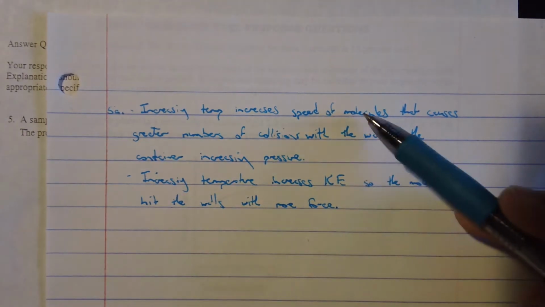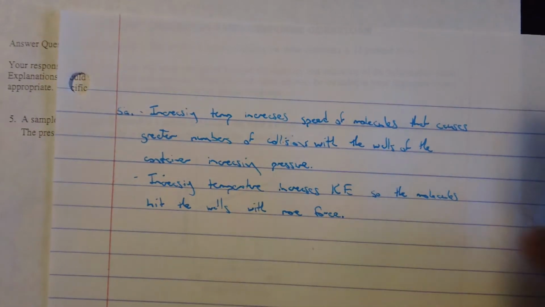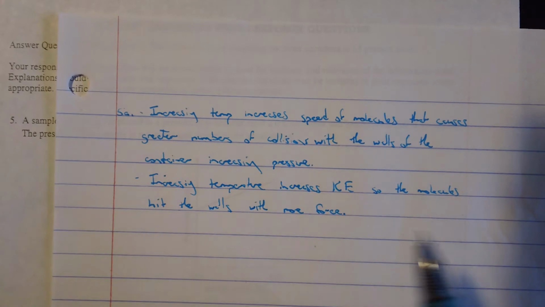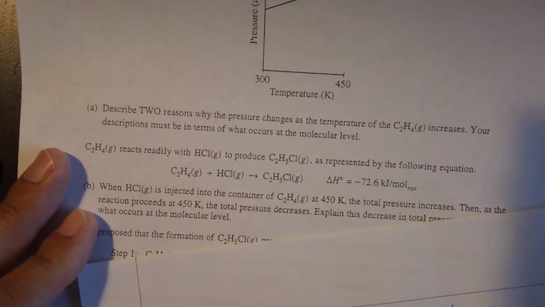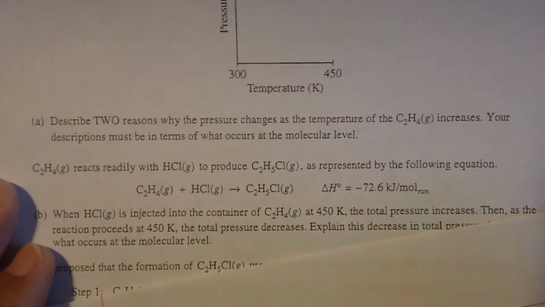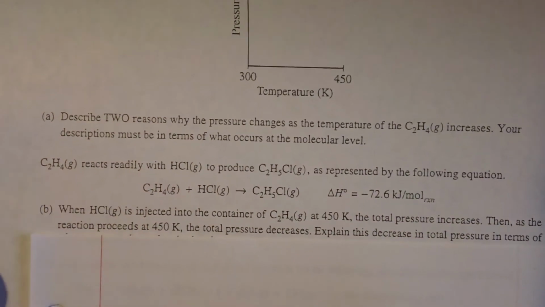Those are the same thing, right? But greater number of collisions with the container walls, and then hitting the container walls with greater forces. Those are the 2 that they were looking for in part A. Describe 2 reasons that the pressure changes as the temperature increases.